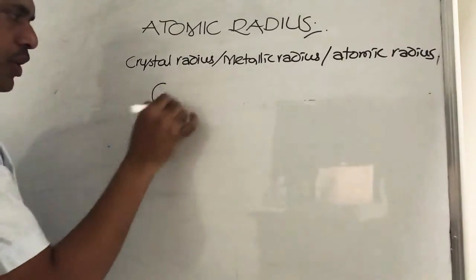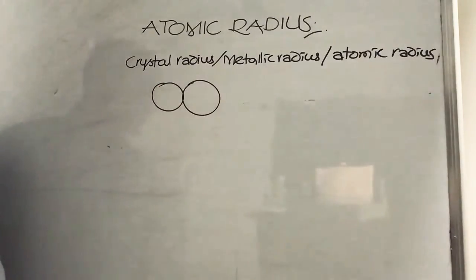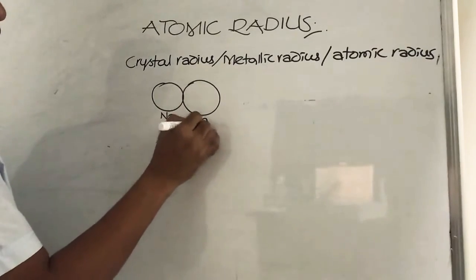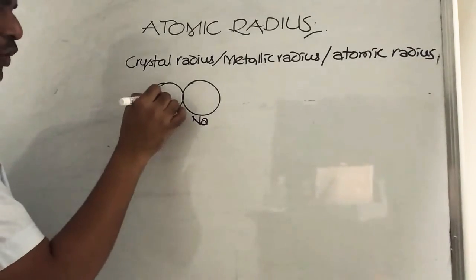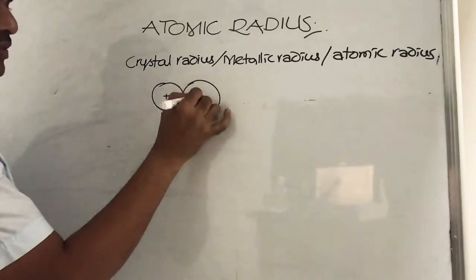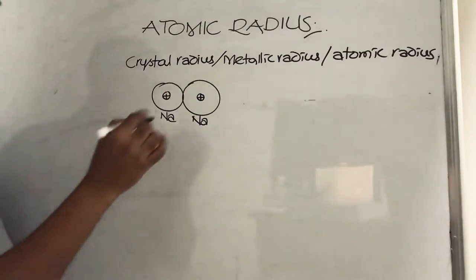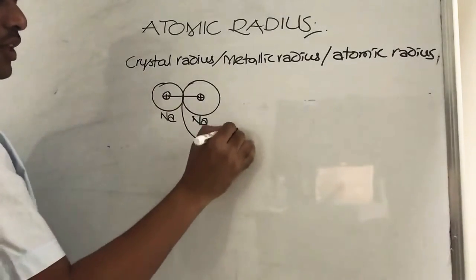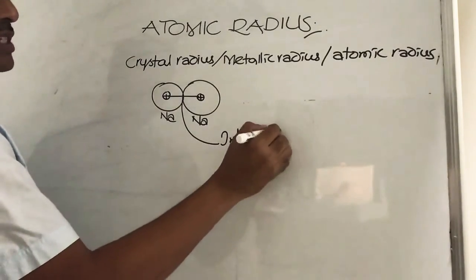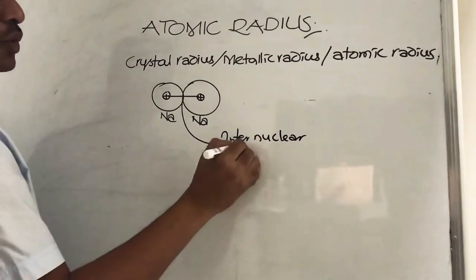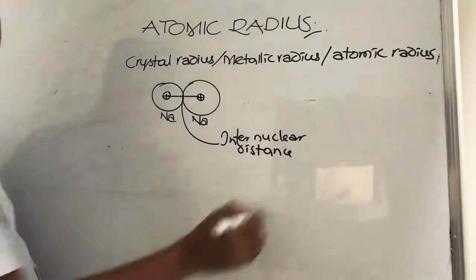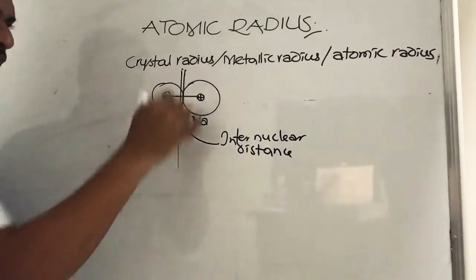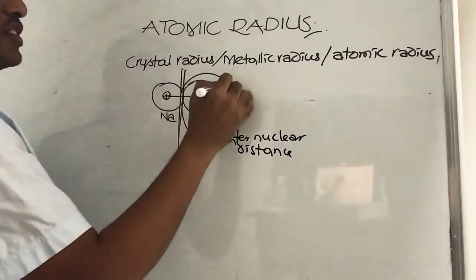So like this, consider this is a sodium atom, this is another sodium atom, this is the nucleus, this is another nucleus. The distance between them is called internuclear distance. The distance between two nuclei is called internuclear distance. Half of this internuclear distance is known as radius.